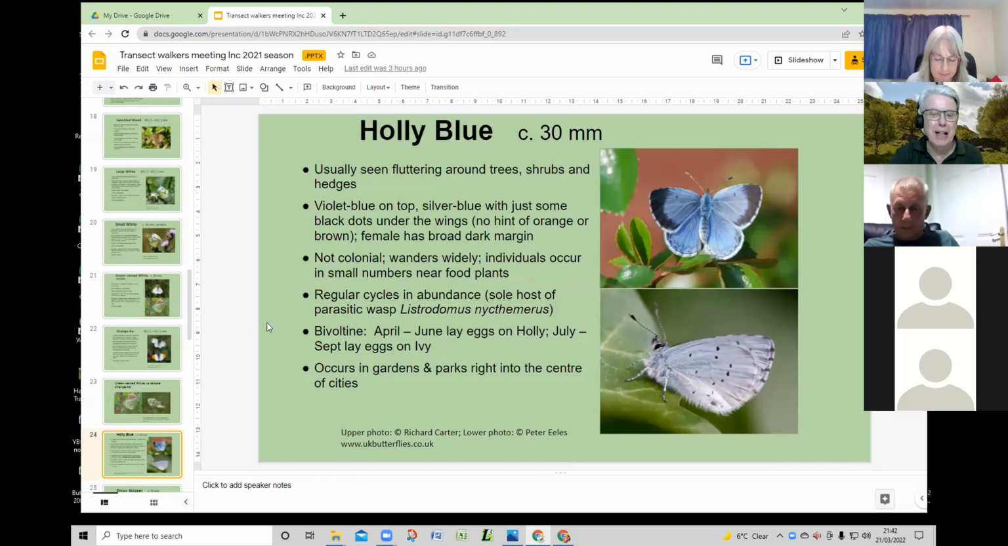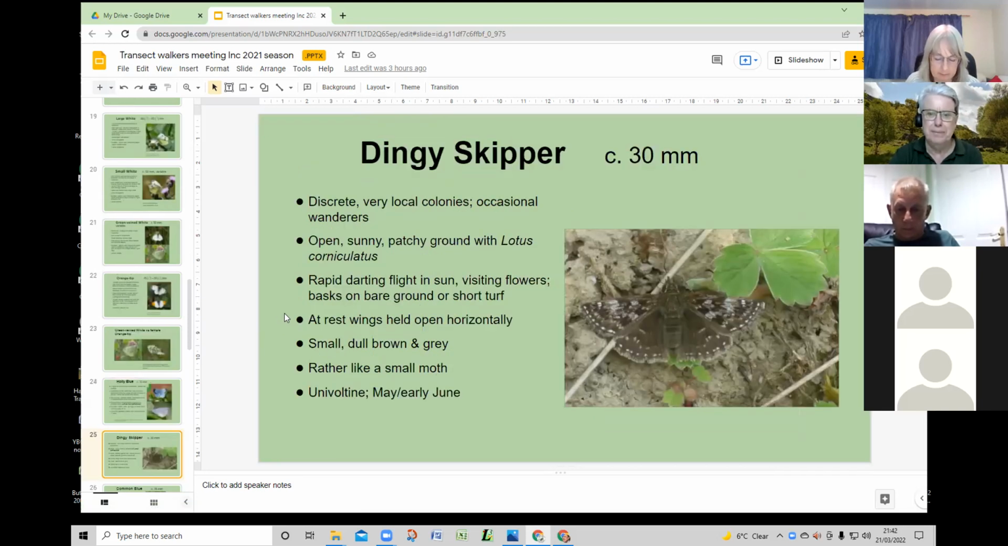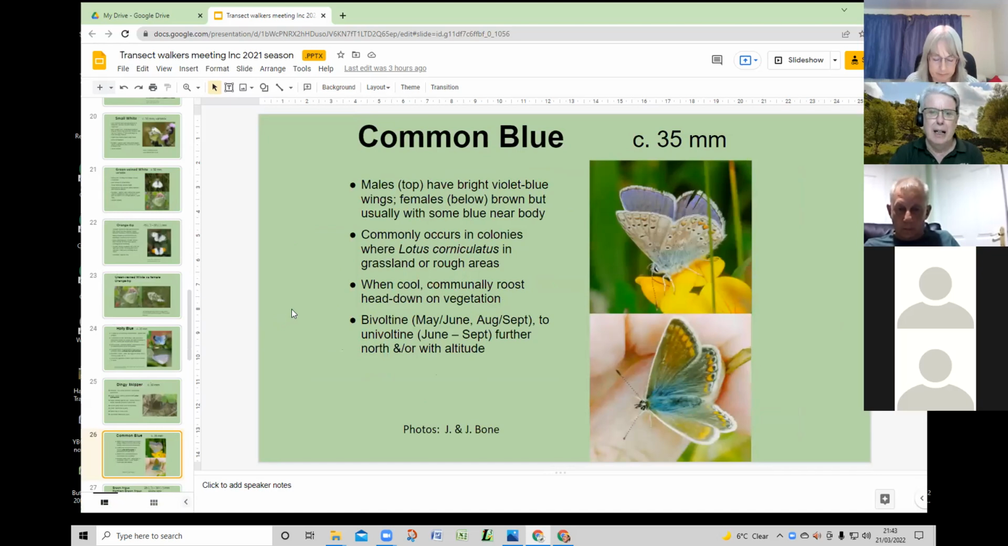Okay, let's move on now. What was the other one, Katherine? Was it the skippers? I think the smaller skippers, not the large skipper. Okay.